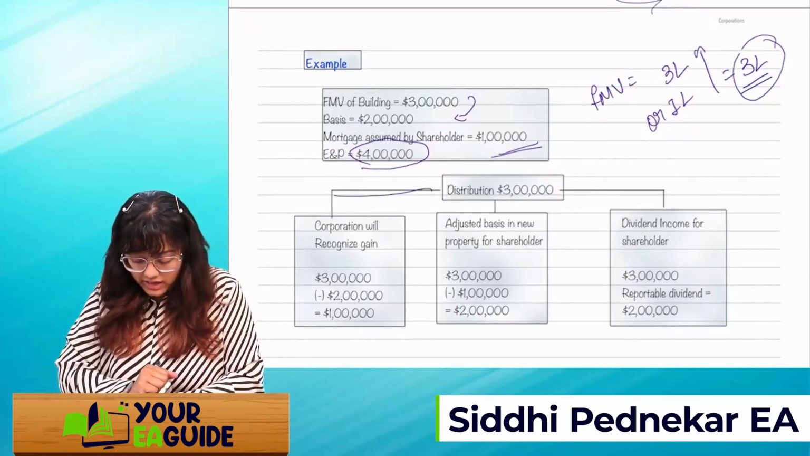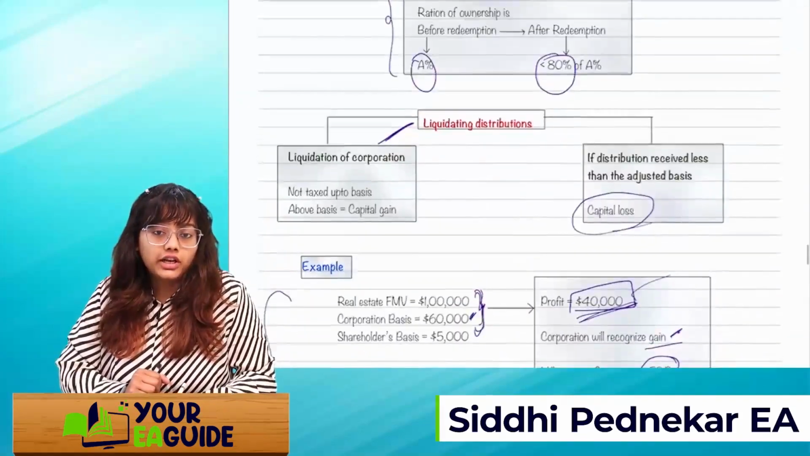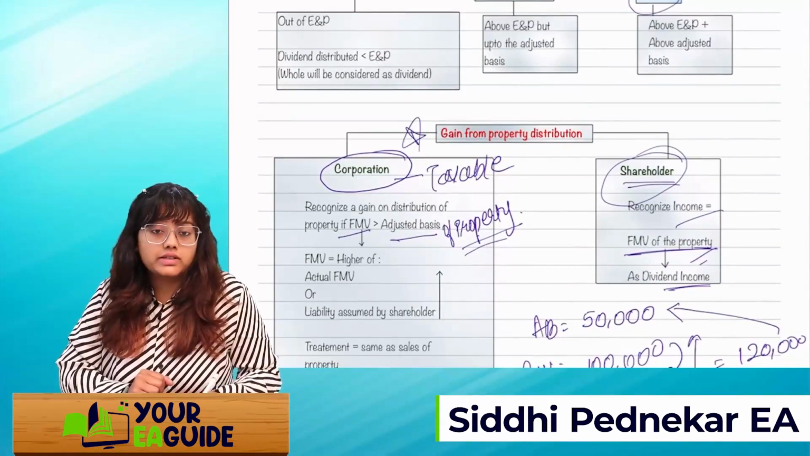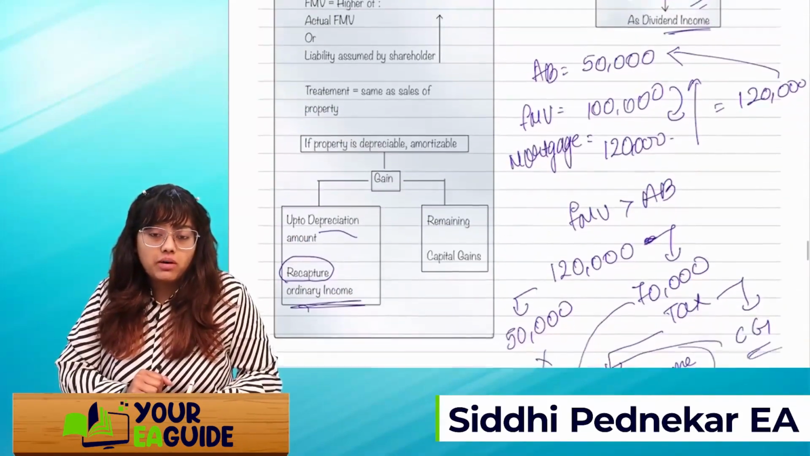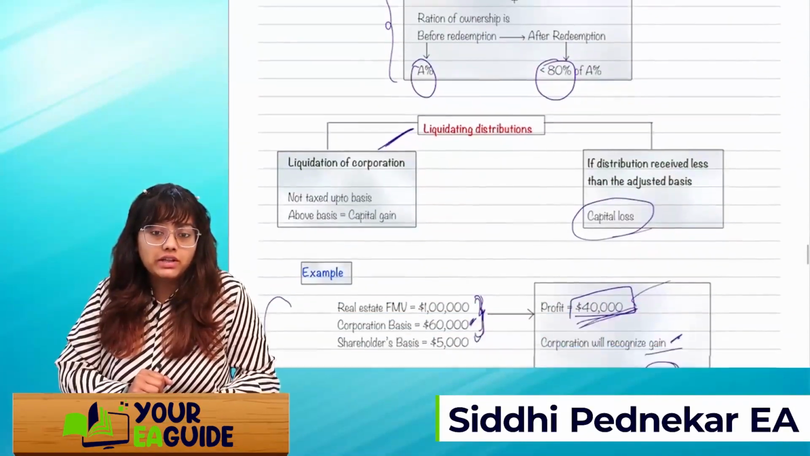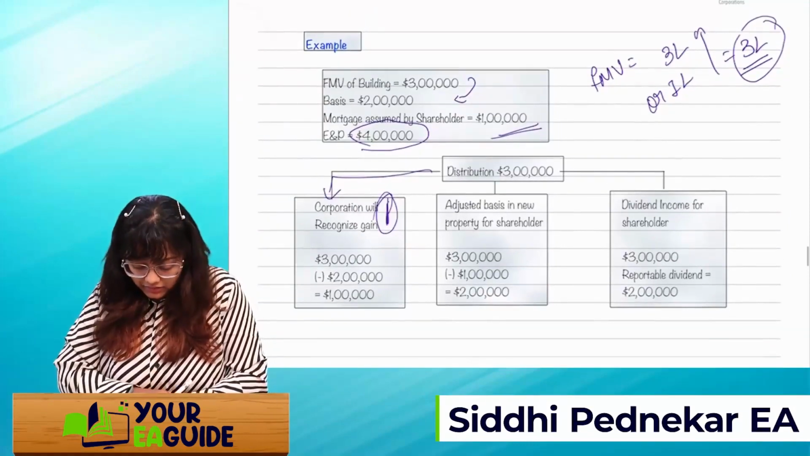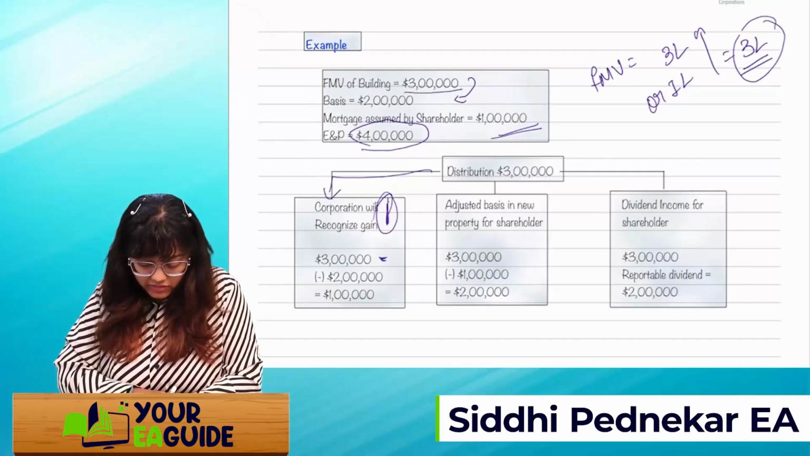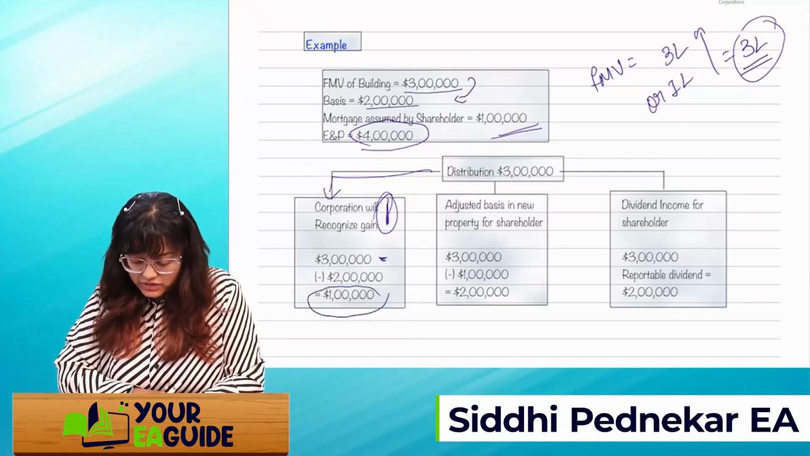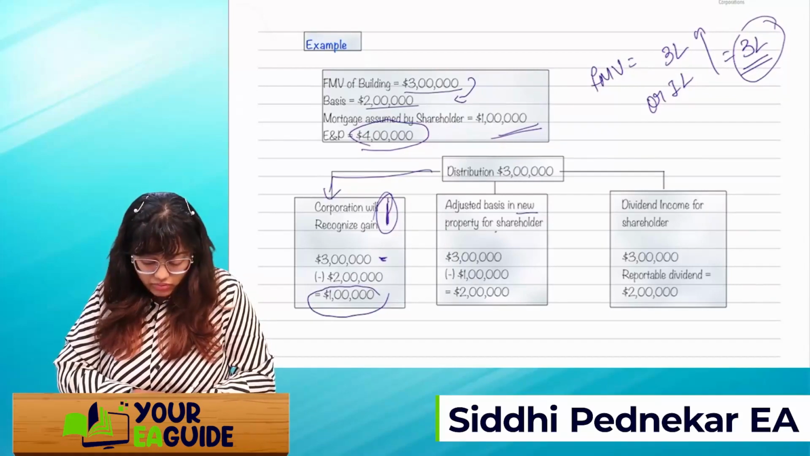Out of this 3 lakh, corporate will recognize the gain. Remember the first scenario from these two tables? We are looking at the example for this. Let's see how much gain the corporation will recognize. So 3 lakh is the FMV of the building minus adjusted basis of the building. Okay. What is my gain? It's 1 lakh. What will be the adjusted basis in the new property for the shareholder?